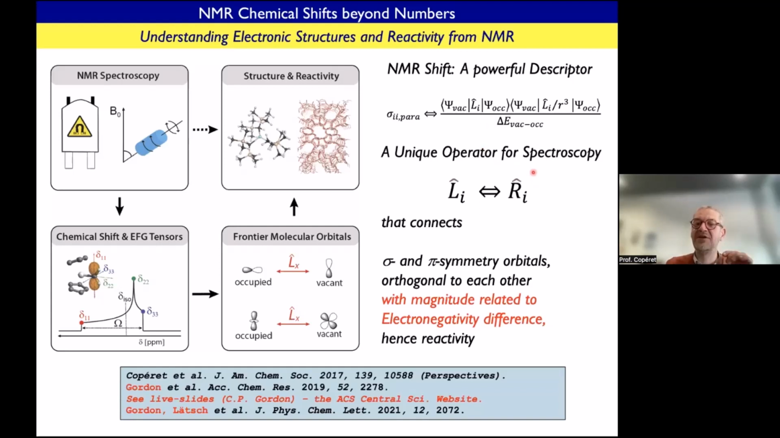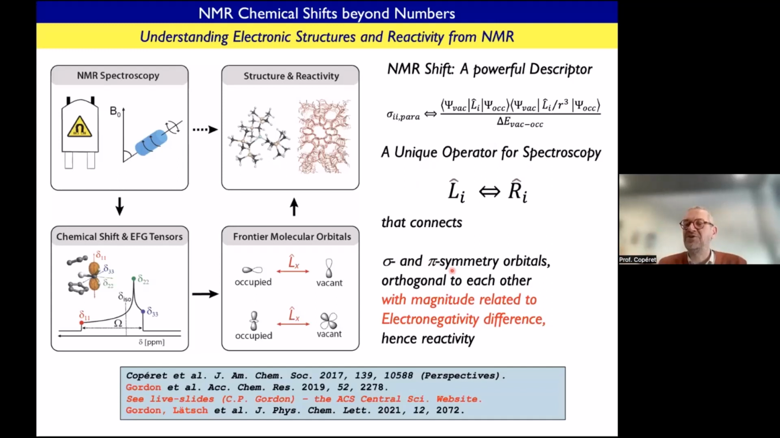And the reason for that is because in NMR, similarly to EPR, this magnetic moment operator has the same symmetry as a rotation operator. And this is actually unique, because if you look at any other spectroscopy, like IR or UV or X-ray absorption spectroscopy, these operators are typically translational operators, X, Y, Z translation. These are rotational operators, and they allow you to connect sigma and pi symmetry orbitals. That's why NMR spectroscopy, as with EPR, is one of the best ways to understand the electronic structure of molecules, because they connect orbitals of sigma and pi symmetry.